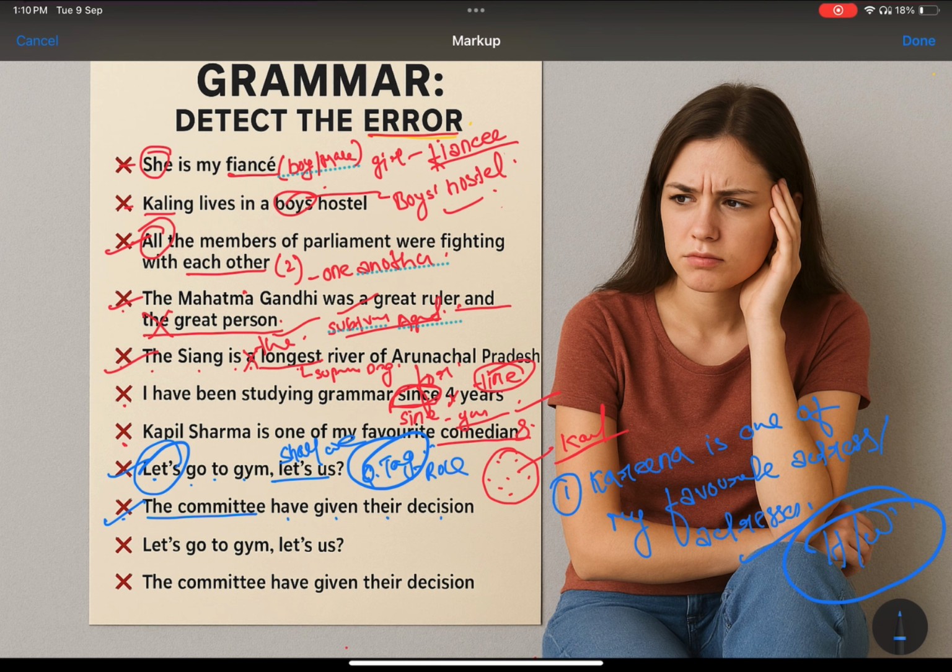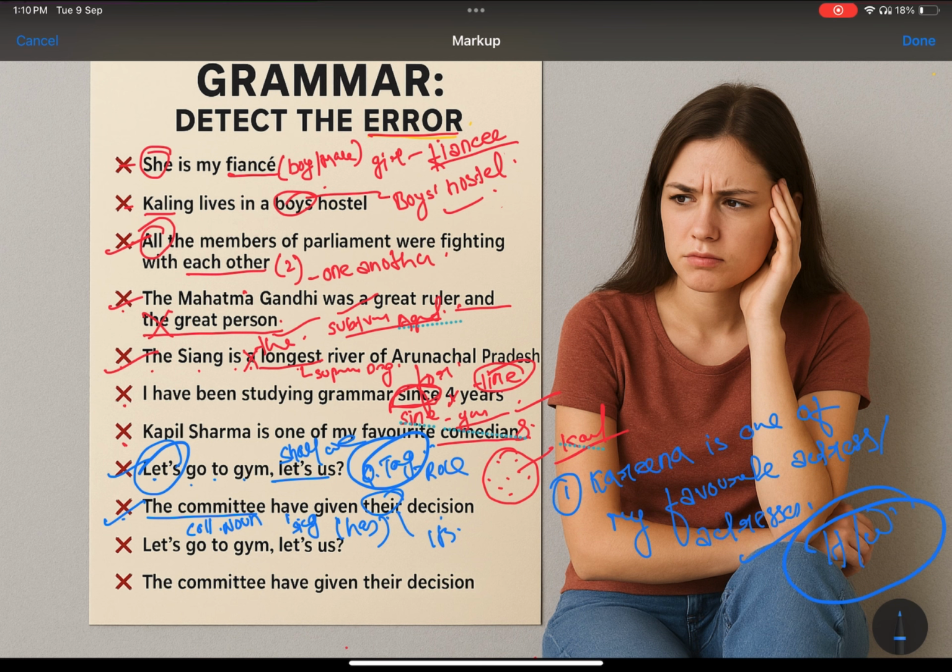Next, the committee have given their decision. Committee is a collective noun. A collective noun always stands singular, right? So it has to be the committee has given its decision. Because इसको आपको singular करना है, so it will be its decision.